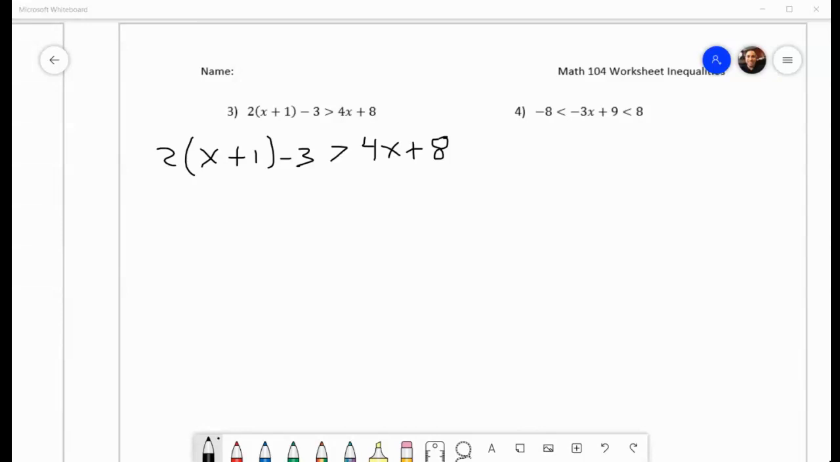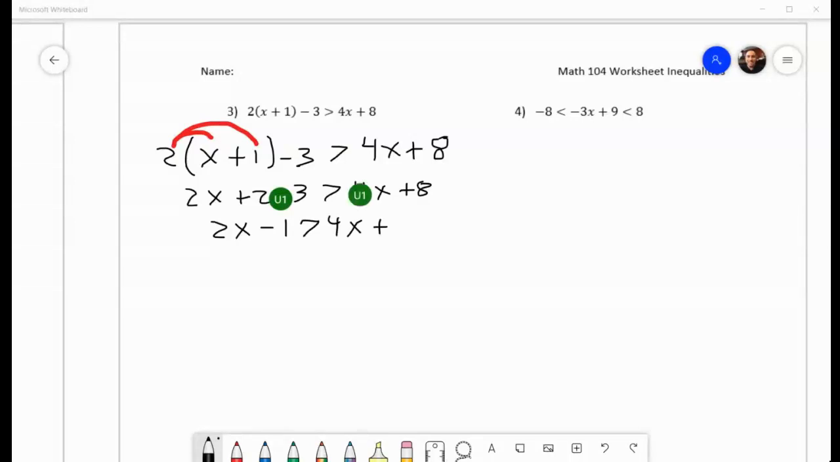Okay, so from here, let's distribute the left. We can distribute the 2, right? Doing so, we're going to get 2 times x plus 2 minus 3. That's going to be greater than 4x plus 8. And now on the left, we get 2 times x minus 1, right? Because 2 minus 3 is minus 1. That's greater than 4x plus 8. Okay, so that's good.